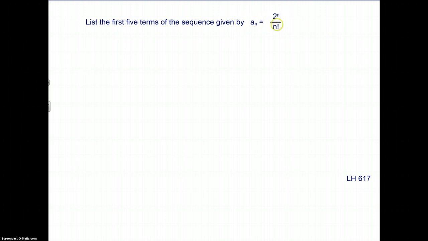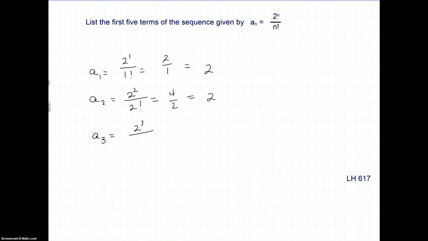We want the first 5 terms of a sequence defined like this. All right, so a sub 1 is going to be equal to 2 to the first. So just plugging in that 1 anytime I see an n over 1 factorial, which is 2 over 1, or 2. So a sub 1 is 2. A sub 2 is going to be 2 to the second power divided by 2 factorial, which is 4 divided by 2, which is 2. Again, a sub 3 is going to be 2 to the third divided by 3 factorial, which is 8 divided by 3 times 2, or 8 divided by 6, which reduces to 4/3.